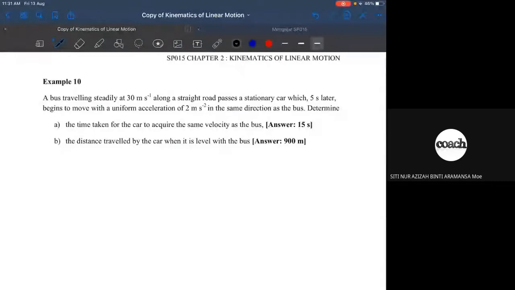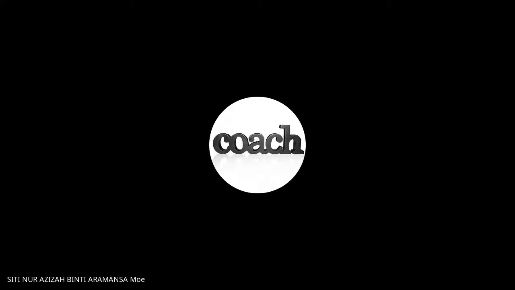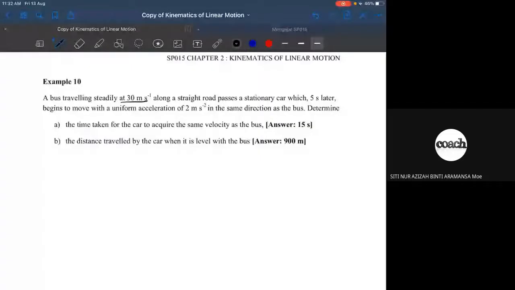Right, kita buat example lah, okay? Alright, so let's read the question. Okay, so a bus travelling steadily at 30 ms negative 1. So ada bus bergerak 30 ms negative 1 along a straight road. So macam mana kita nak lukis gambar rajah ni? Bacalah dulu soalan dia. Bus travelling along a straight road passes a stationary car. Bus ni tengah jalan, lepas tu dia lalu dekat car yang tak bergerak.